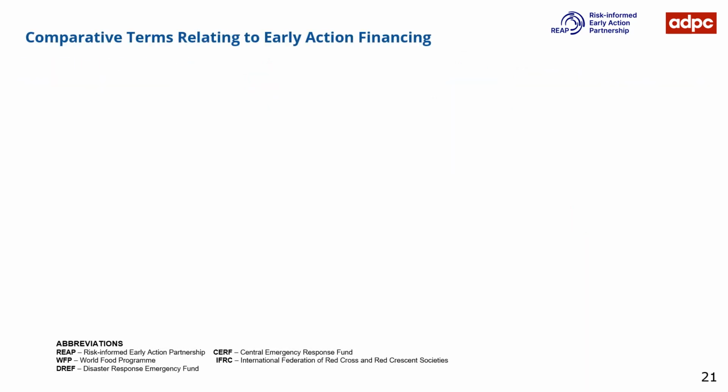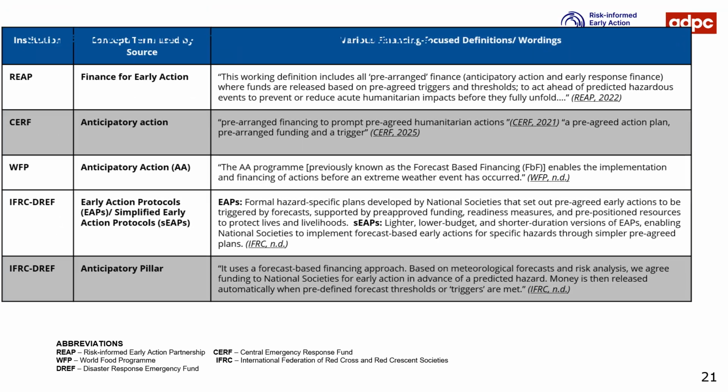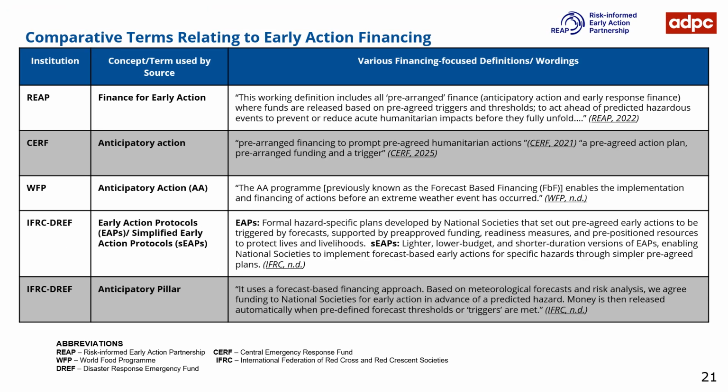This slide shows that different institutions use different terms or concepts, including finance for early action, anticipatory action, forecast-based financing, early action protocols, simplified early action protocols, and the anticipatory pillar of IFRC DRF. Although terminology varies, several common elements appear across these approaches. First, there is risk information, often in the form of forecasts, vulnerability analysis, risk modeling, or impact-based warnings.